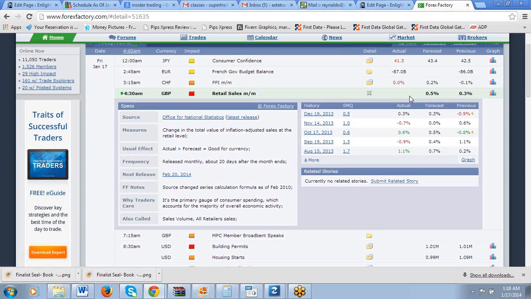But if it's on a negative note, then that's going to fail and it's going to keep on tanking to the downside.